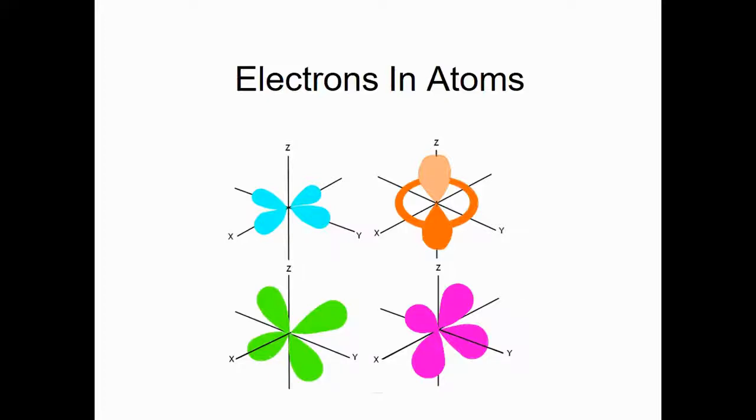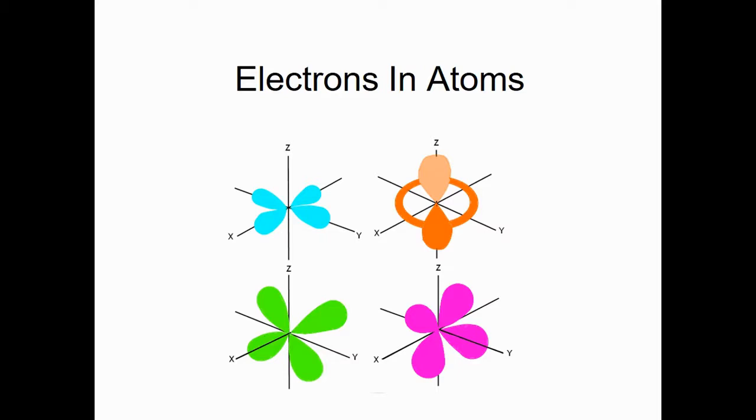Today, we're going to talk about electrons and atoms, and specifically where they reside around the nucleus. Why do we care about where electrons reside? Well, in this class, when we talk about electrons, we're talking about the chemistry of an atom.